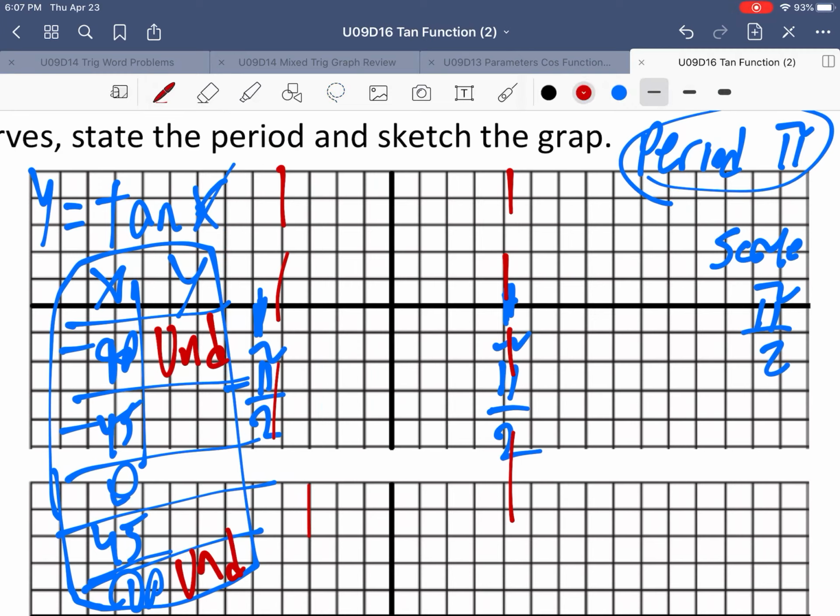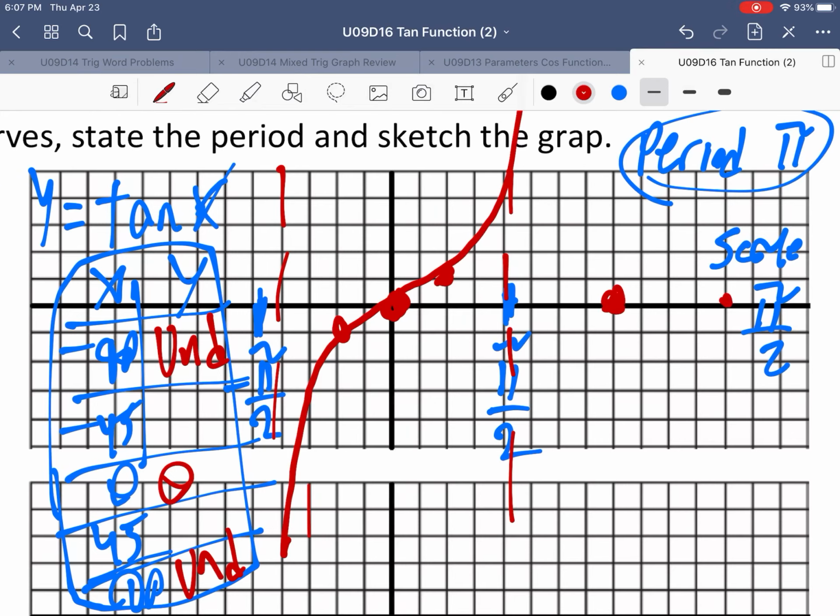So next, 0 is 0 for the tangent curve, so that's our middle point here. And then 45 and negative 45 are 1, so we're going to go to 1 and negative 1. And the graph will start at negative infinity, go through negative 1, pass through 0, and then go through 1. And this graph will repeat on the other side as well.